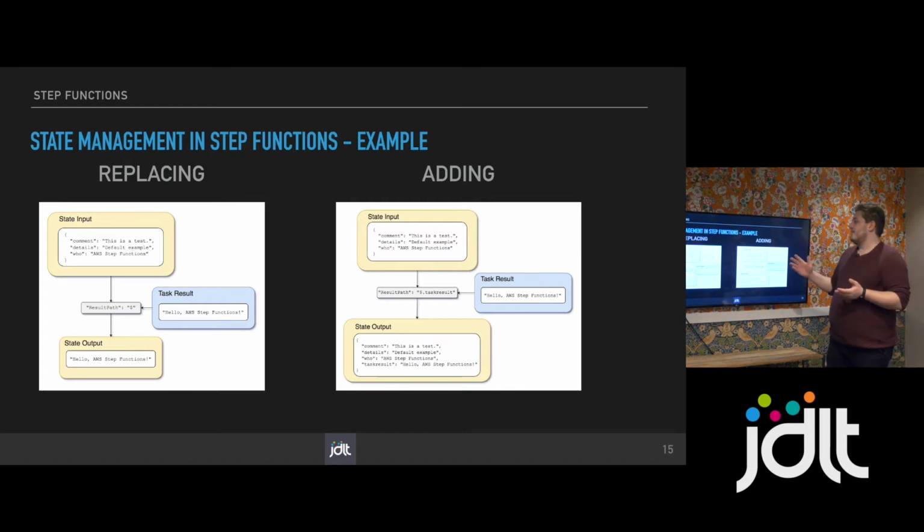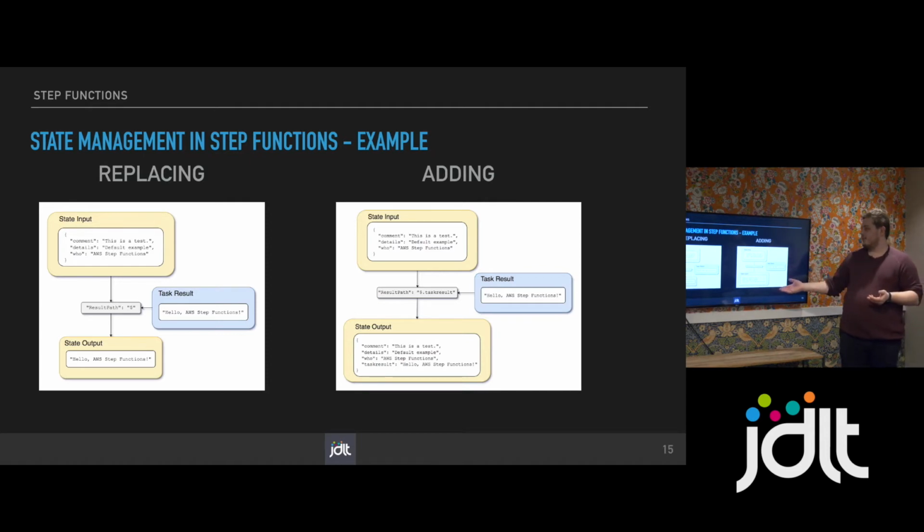So we've got two main use cases. On the left, you replace. So we've got our state input, just an object, 3 keys, column details who. We run our task, whatever it is. It gives us a string back. By default, that string will just be put on $. So the state that we have, which was previously an object, is now just a string. The next execution, next task that runs will receive that string as input.